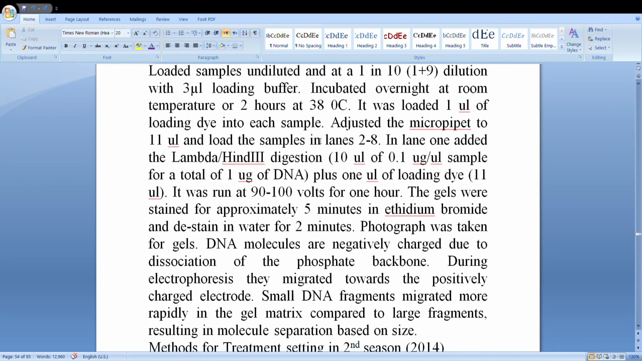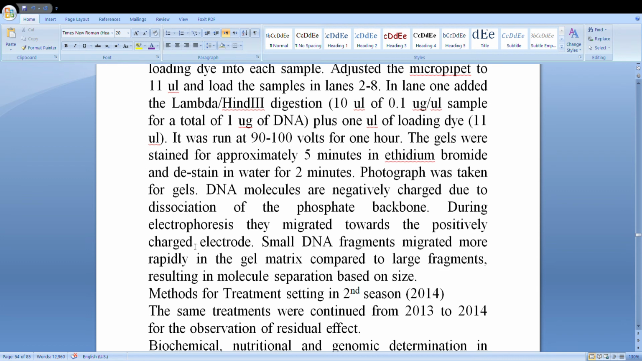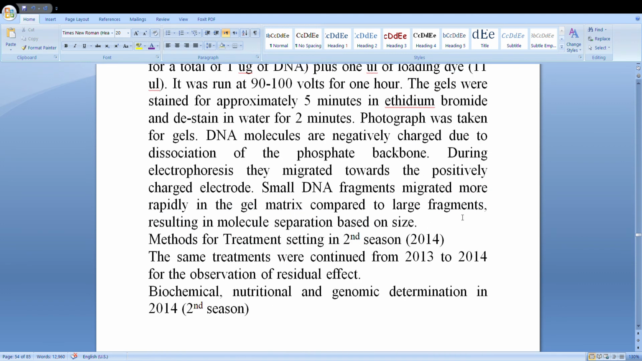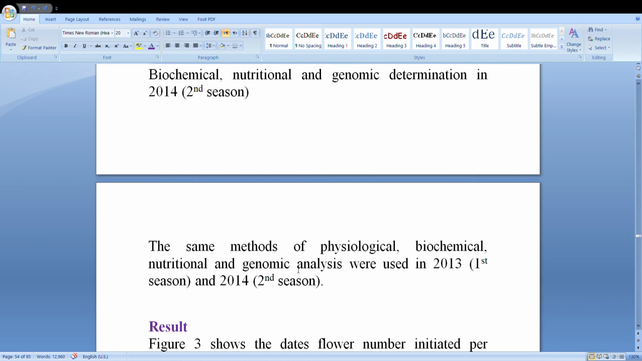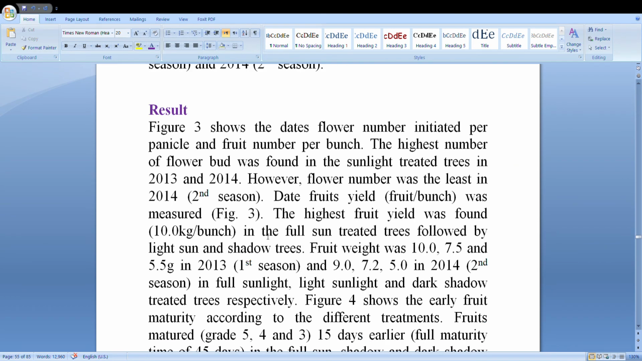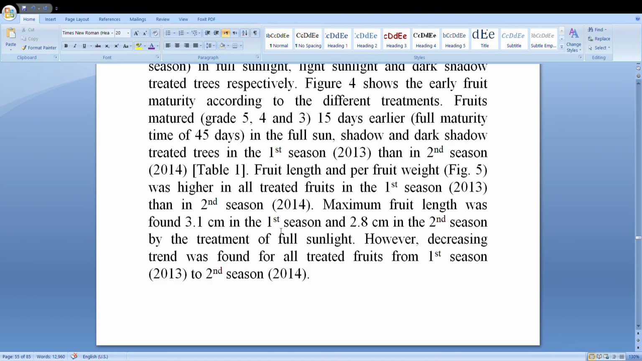In detail, this is called gel electrophoresis. This is the main topic. In gel electrophoresis, small DNA fragments migrate more rapidly through the gel matrix compared to large fragments, resulting in molecule separation based on individual size. Here is the result, which we already discussed.